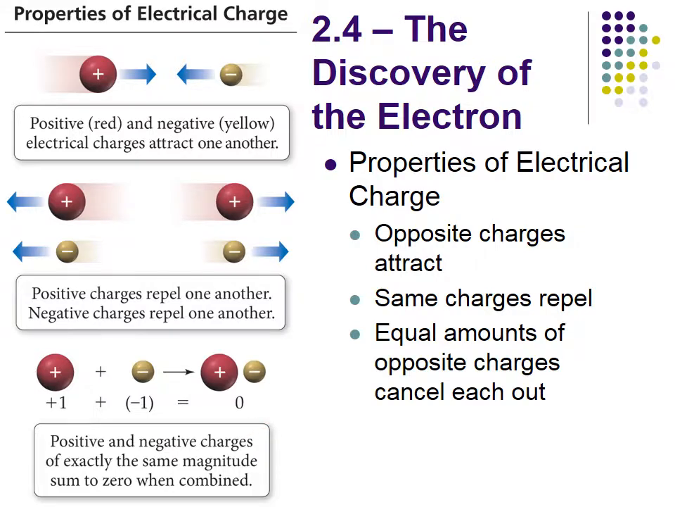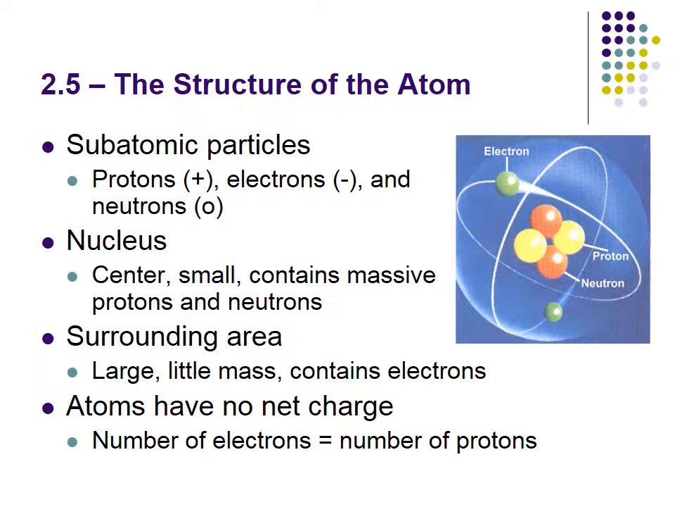The reason why we talk about this is because of the structure of the atom. So this is our last slide, and we're in section 2.5 now. And we're looking at the subatomic particles that make up an atom. Here is our very simple diagram of an atom. The center is called a nucleus. The nucleus is very small in volume, but very large in mass. It contains the protons and the neutrons.